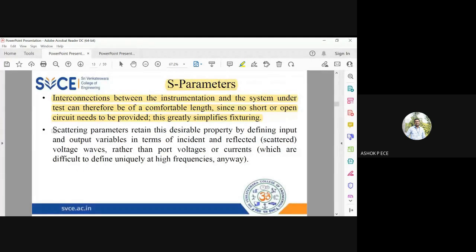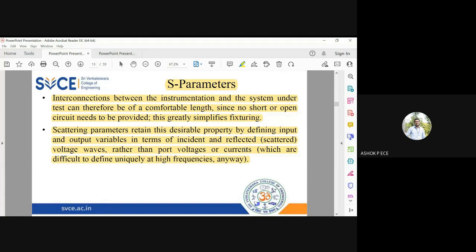So S parameters have this beautiful property. They are not going to depend on voltage or current, because at high frequency I cannot measure voltage or current. I'm going to measure everything in terms of power only. Okay, so you know V into I equal to power, right? So I'm going to measure everything in terms of power, and that too I'm going to use two types of power. One is incident power, other one is reflected power or scattered power.